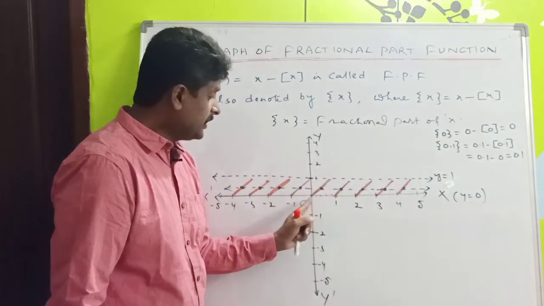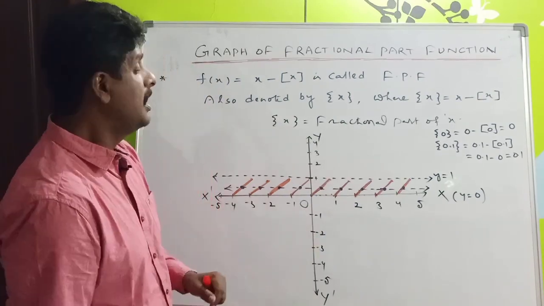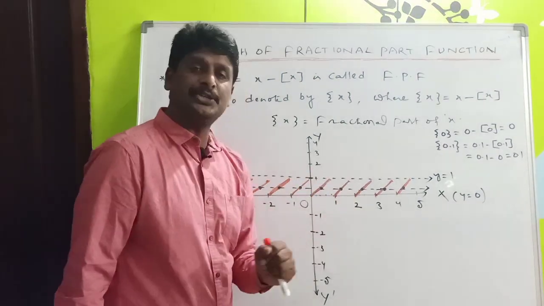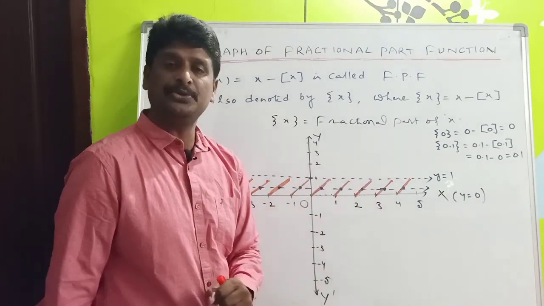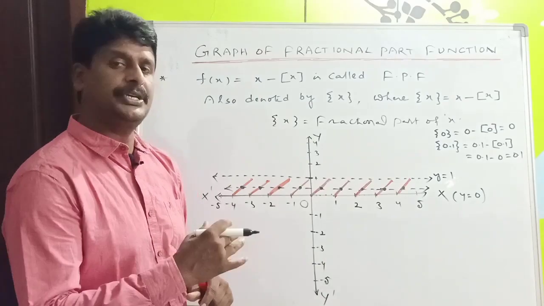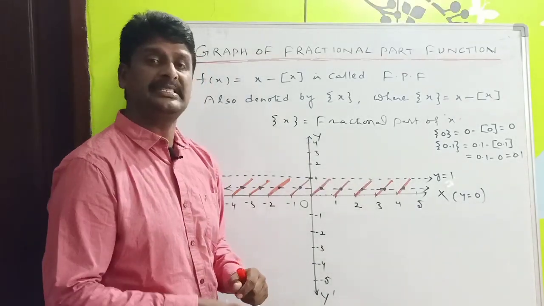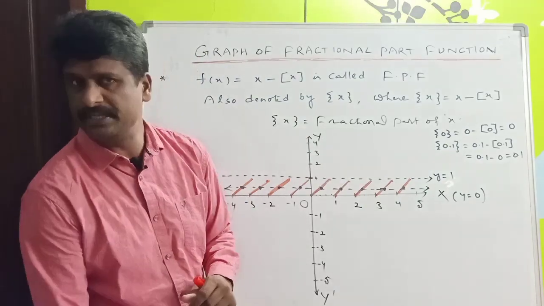But at 1 it is breaking, so that it is discontinuous at 1. Again it is discontinuous at 2. Again it is discontinuous at 3. So the graph of the function is discontinuous at integer points. That's why the graph is continuous everywhere except integer points.